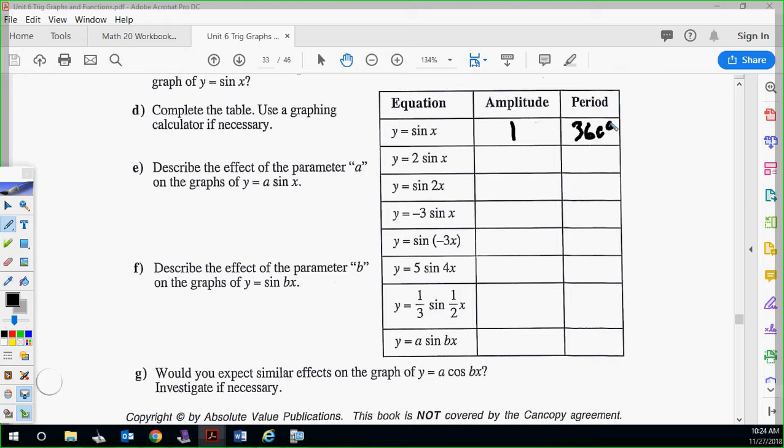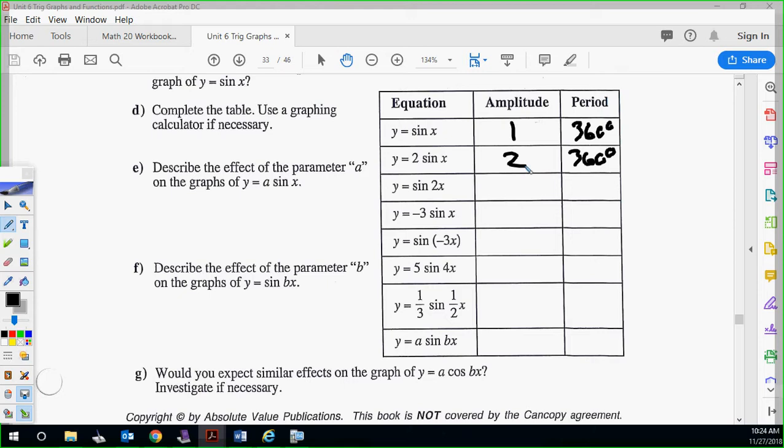Still 360, good. The period didn't change, and the amplitude now is 2, right? It's going up to 2 and down to negative 2. So it has a total distance of 4. Divide the 4 by 2, you get 2.